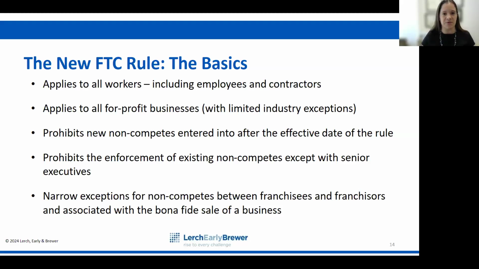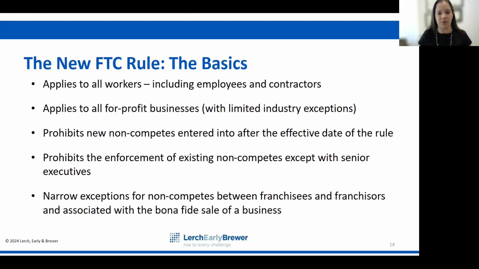So really, if these rules go into effect, it's going to be sweeping because it is covering all industries for the most part, all workers, contractors, interns, employees. And essentially what the rule does is it says no new non-competes can be entered into after the effective date of the rule. It also says that enforcement of non-competes that were entered into prior to the effective date of the rule must stop.